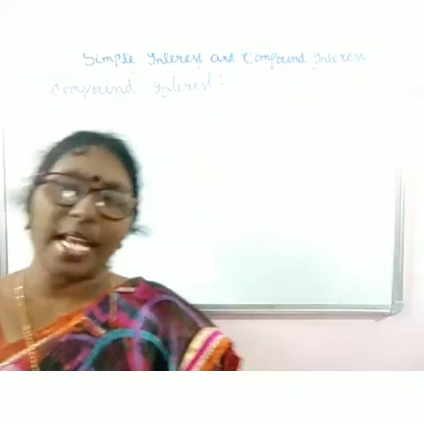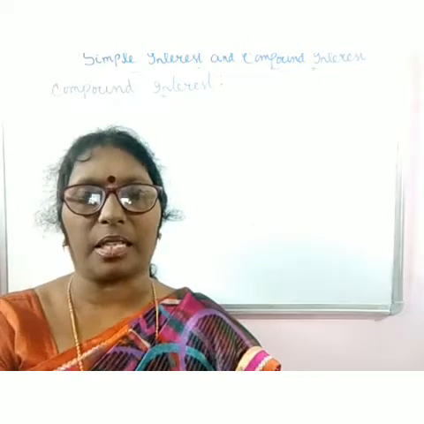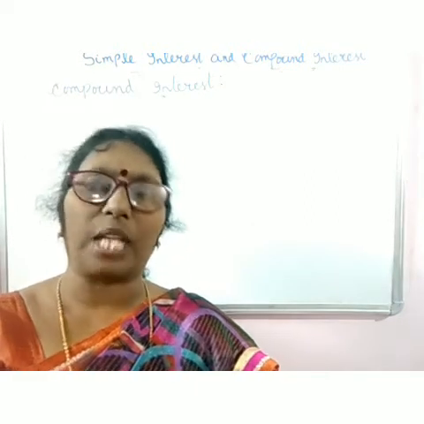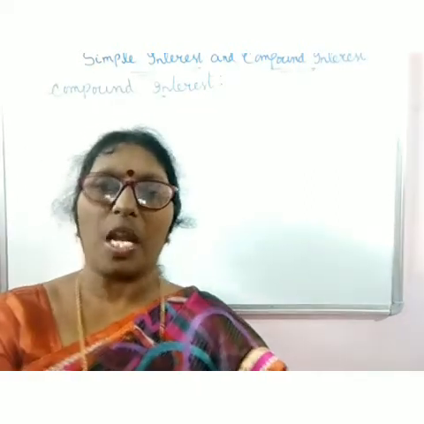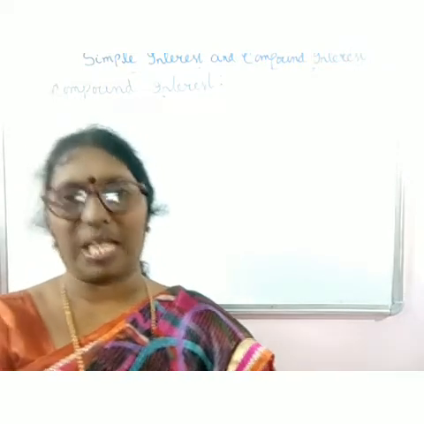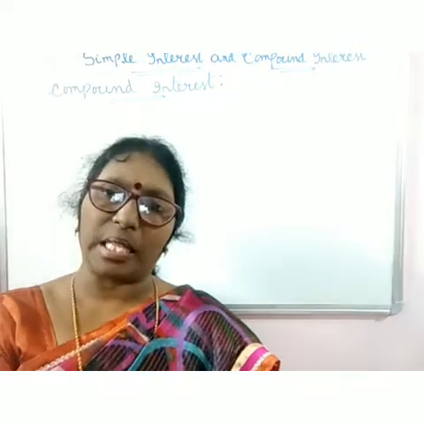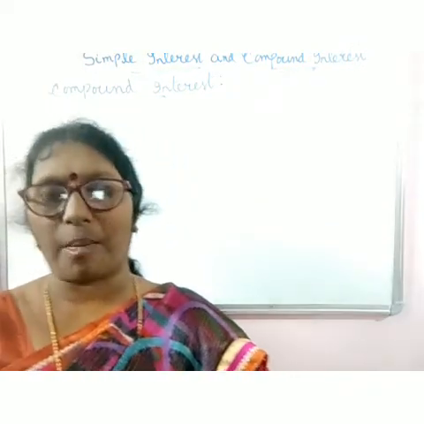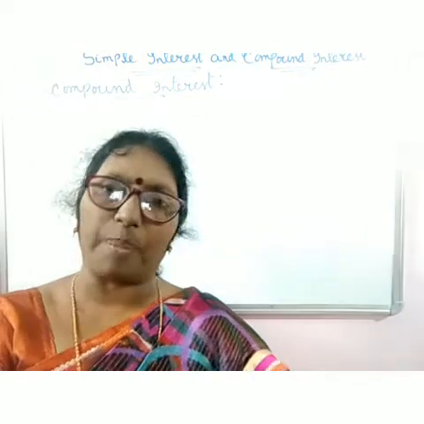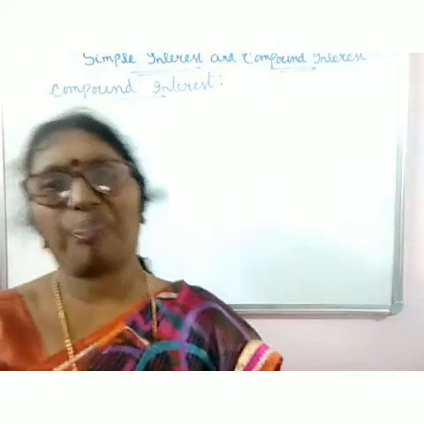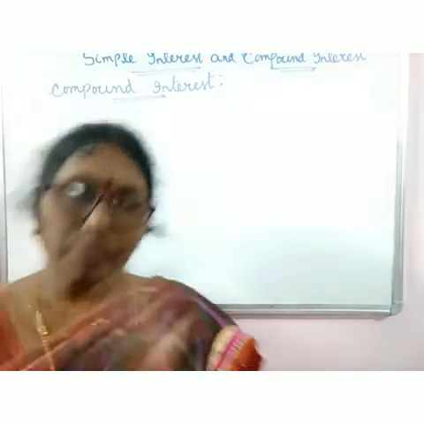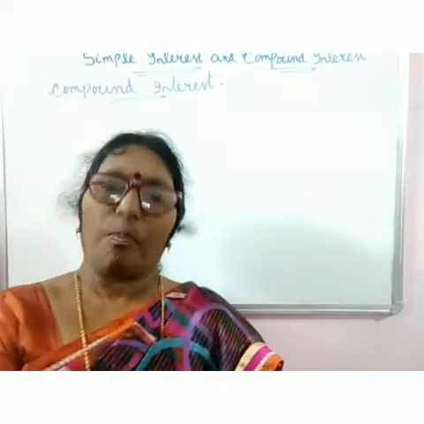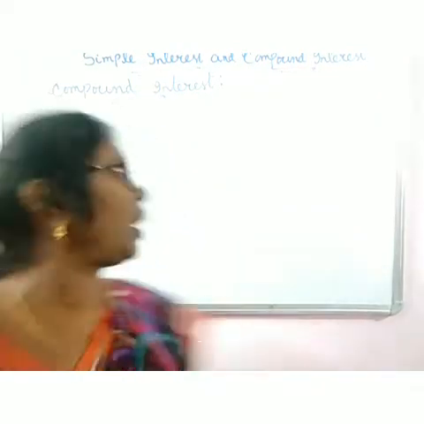Again you find the interest for the third year and add that one to the principal for the third year. You will get amount after 3 years. If you want to find the compound interest, final amount minus the original principal gives you the compound interest. Let me explain you by giving one example.